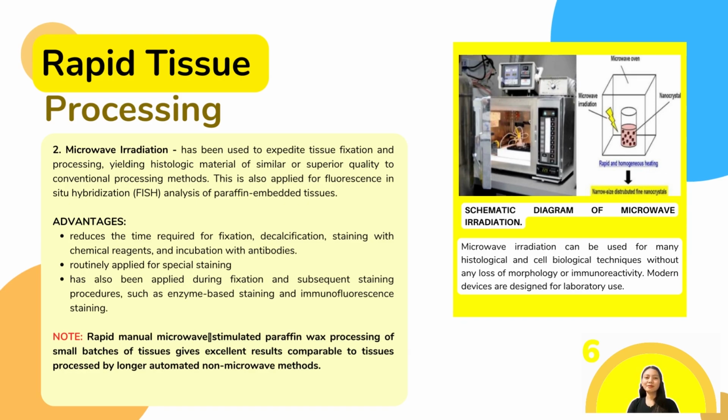Note that rapid manual microwave stimulated paraffin wax processing of small batches of tissues gives excellent results comparable to tissue processed by longer automated, non-microwave methods. The picture shows the schematic diagram of microwave irradiation. So, microwave irradiation can also be used for many histological and cell biological techniques without any loss of morphology or immunoreactivity. Modern devices are designed for laboratory use.